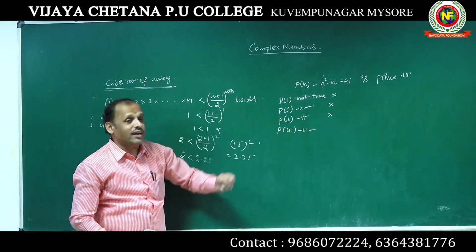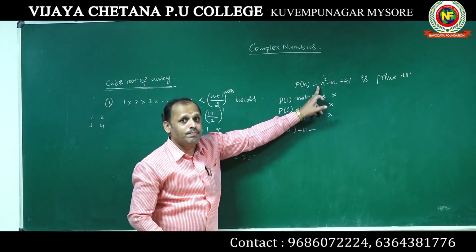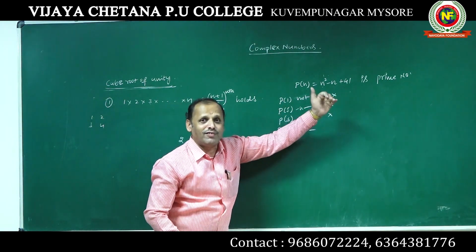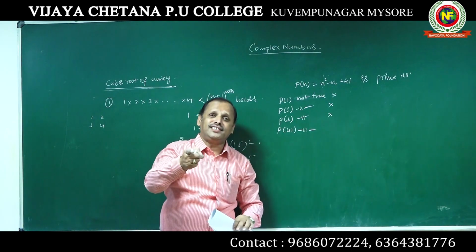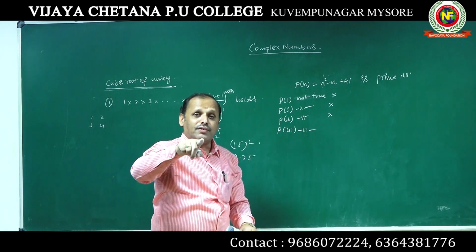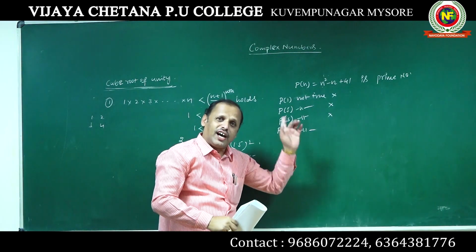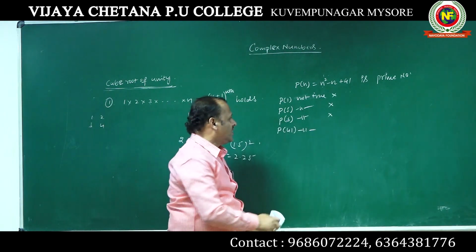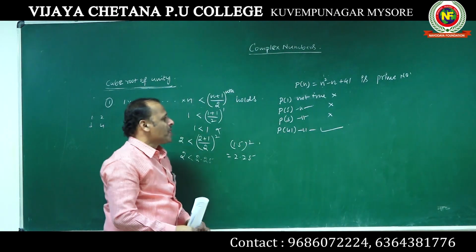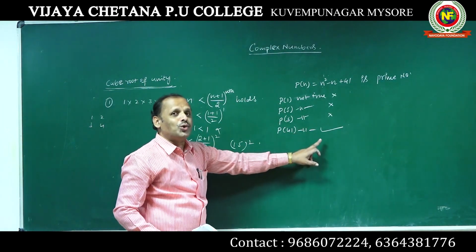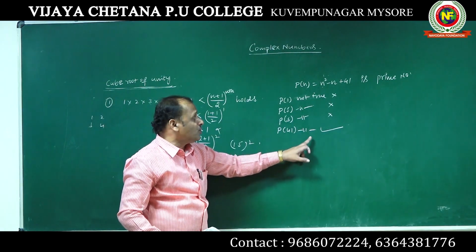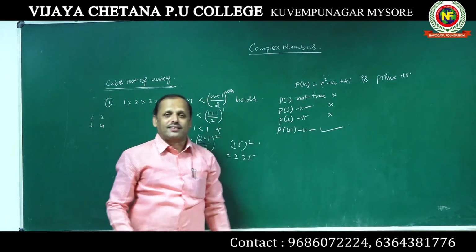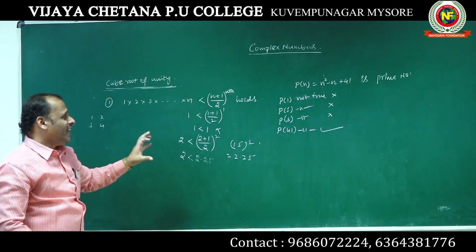Now 41, then here 41 square minus 41 plus 41. Listen to me, minus 41 plus 41 will cancel. 41 square means, of course 41 is a prime number, but 41 square is a perfect square number. Every perfect square number is not a prime number. So here P of 41 is not true. It is not true because if you substitute 41 here, 41 square minus 41 plus 41 is not a prime number.